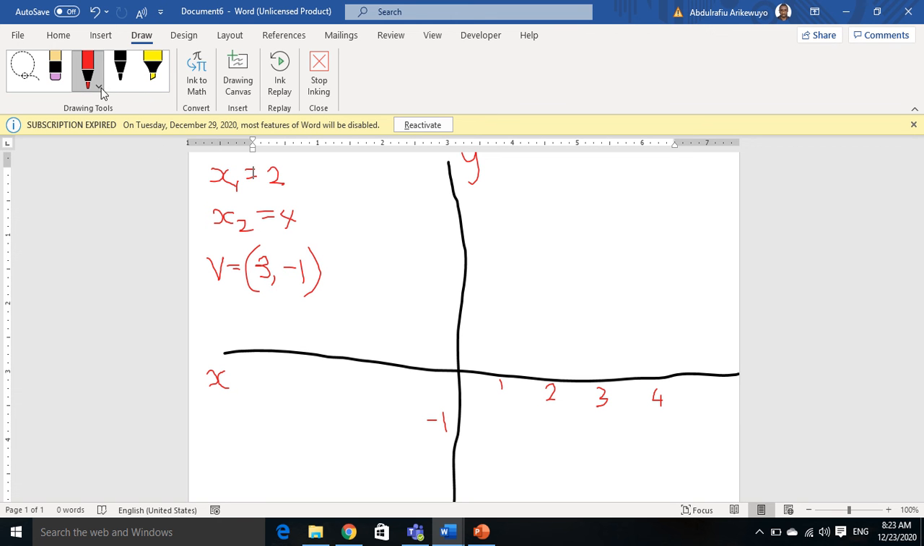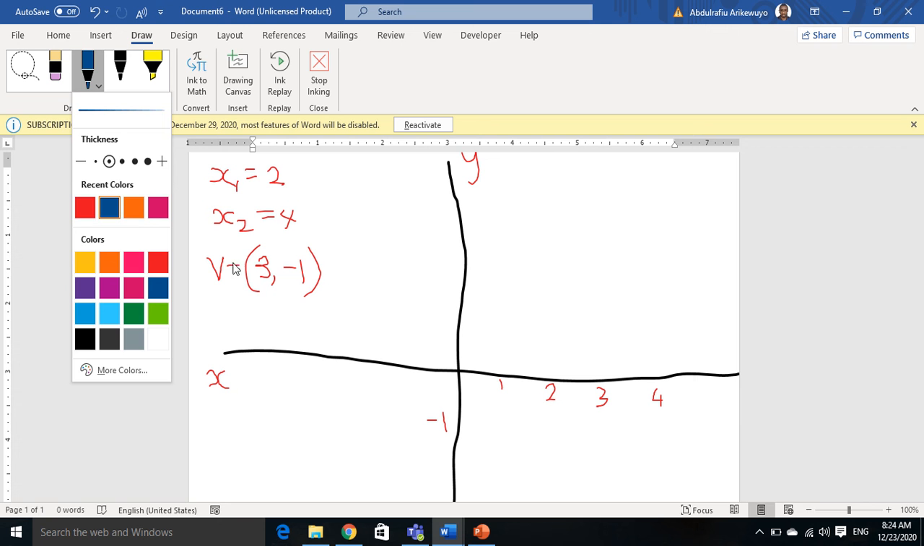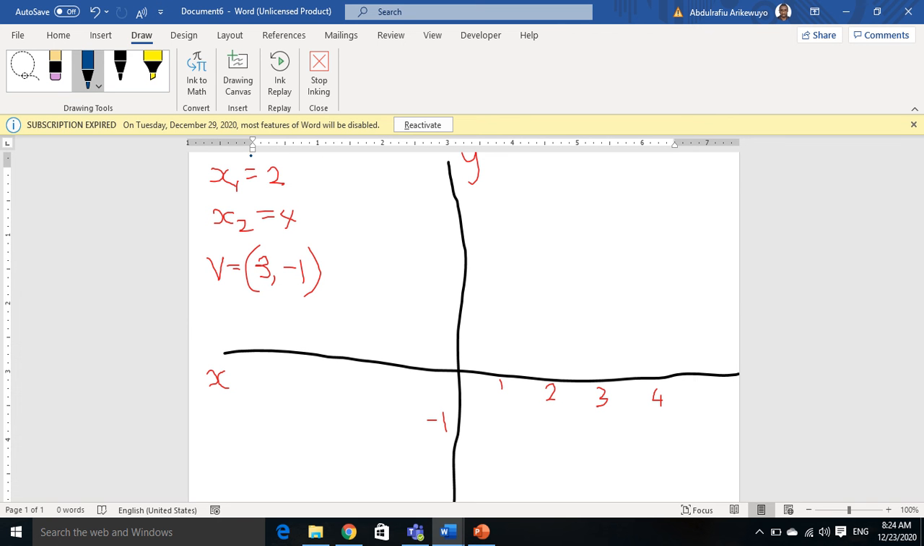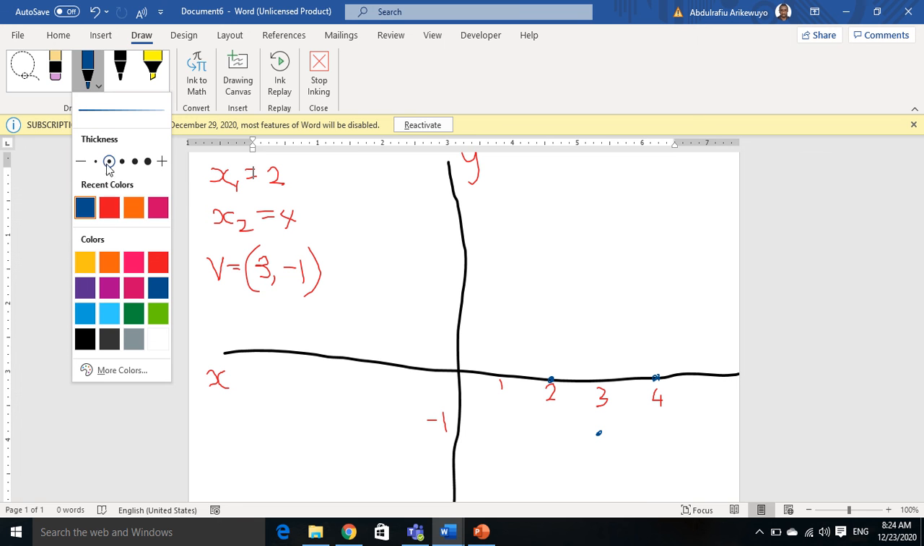So good. I have my x1 to be 2. So I look at this point 2 here. I keep this point 2. My x2 is 4. I keep this point 4. Then my vertex is 3 for x and minus 1 for y. That's going to be somewhere around here, right? So I will draw my graph. I will sketch my graph. If I'm sketching the graph, I have something like this.